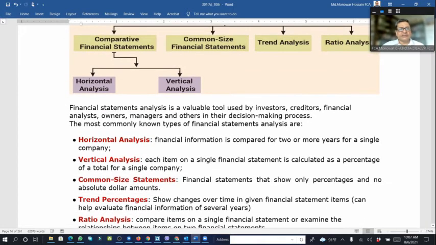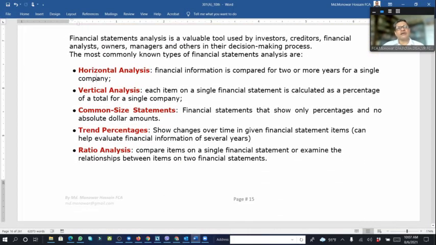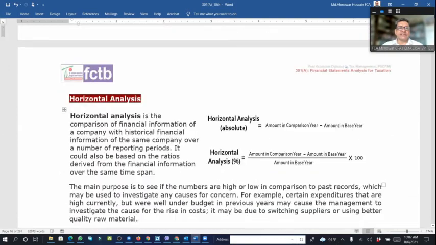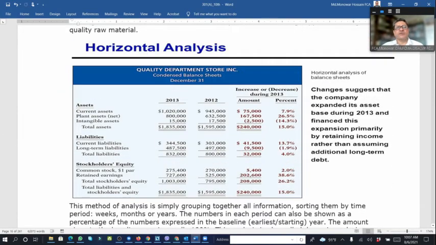What is the main feature? Horizontal analysis. What is this? This is where the financial information is compared for 2 or more years for a single company. For one single company, financial information is compared for 2 or more years. If we see here, for example, 2 years of financial data. So what we are analyzing is, if this is the base year, what is the increase in the amount.